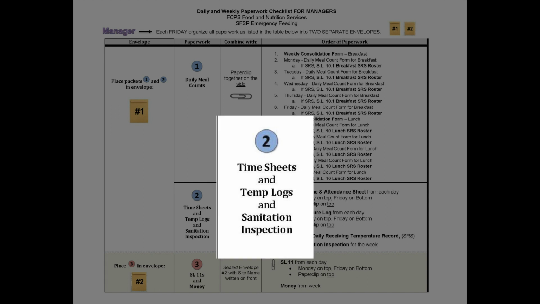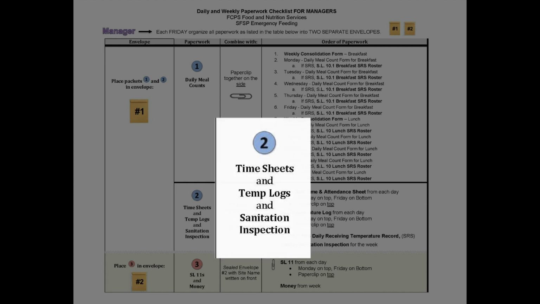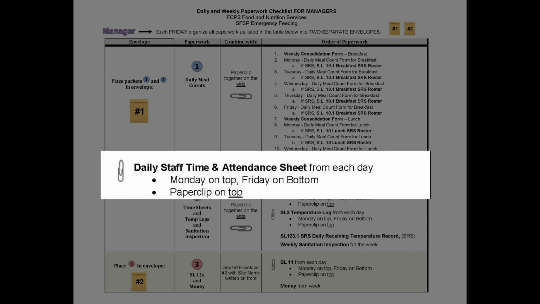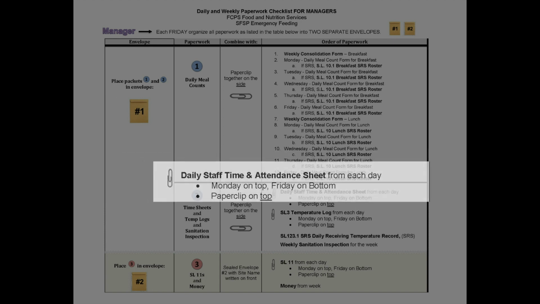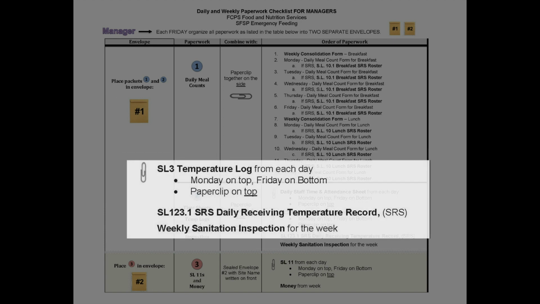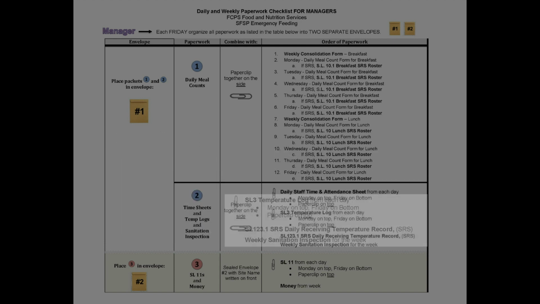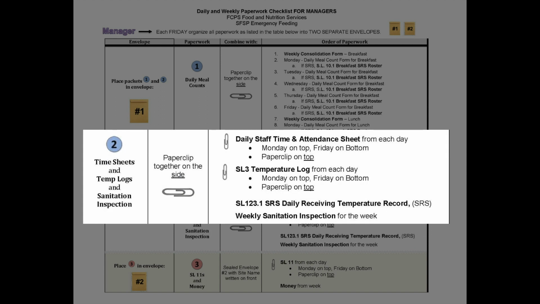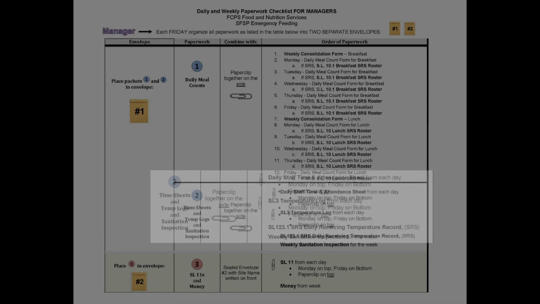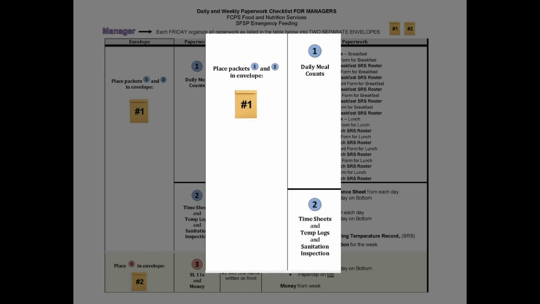Packet 2 will have the timesheets, temperature logs, and weekly sanitation inspection. Packet 2 will have the daily staff time and attendance sheets for the week. These will be paper clipped on top Monday through Friday. Packet 2 will also contain the SL3 and the SL123.1 temperature logs for the week and the weekly sanitation inspection. The SL123.1 is only for SRS sites. Place the time and attendance sheets on top, followed by the temperature logs, and then the weekly sanitation checklist. Put both parts of Packet 2 together with a paperclip on the side. Place Packet 1 and 2 in Envelope 1.